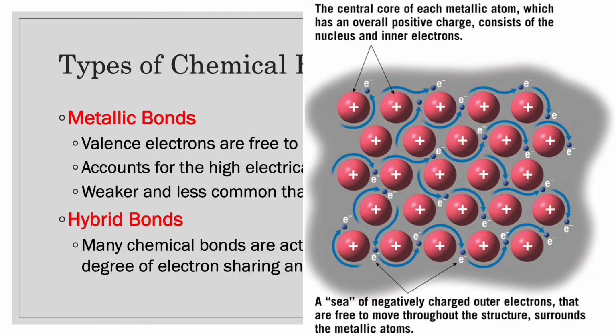This is a diagram of a metallic bond where you can see how the valence electrons are free to migrate from atom to atom. Again, this is why something like copper is really conductive of electricity.